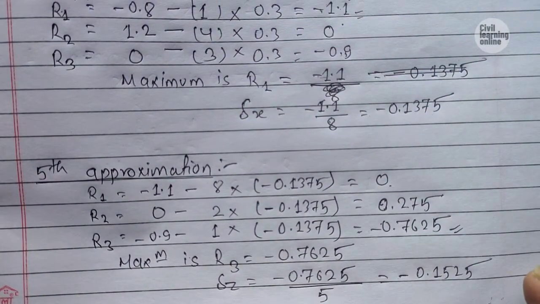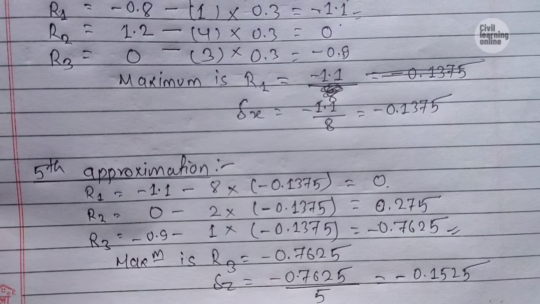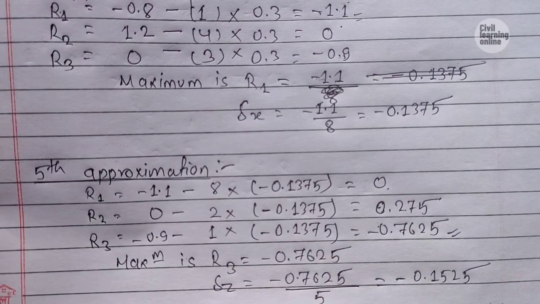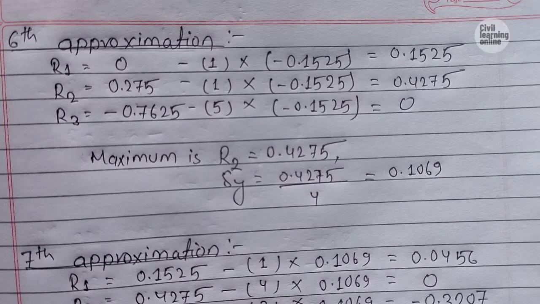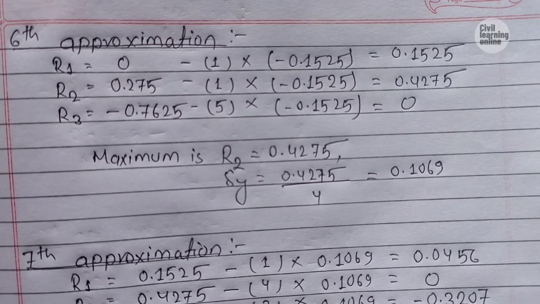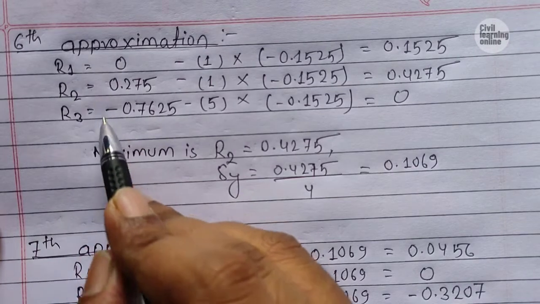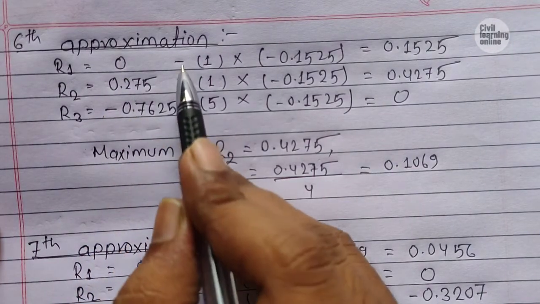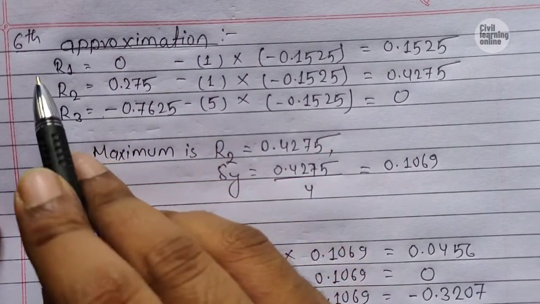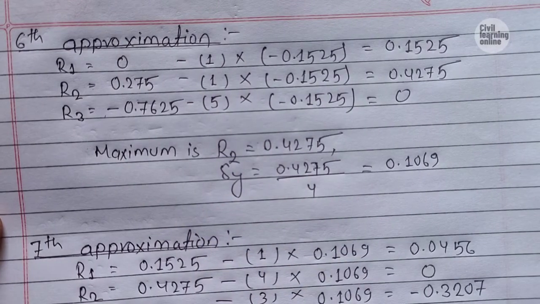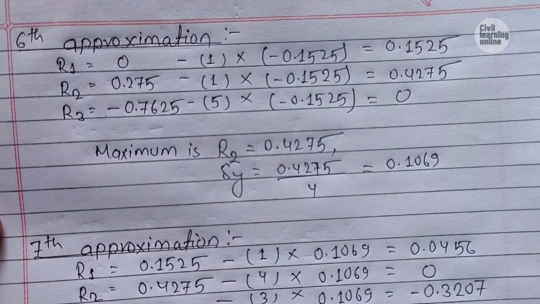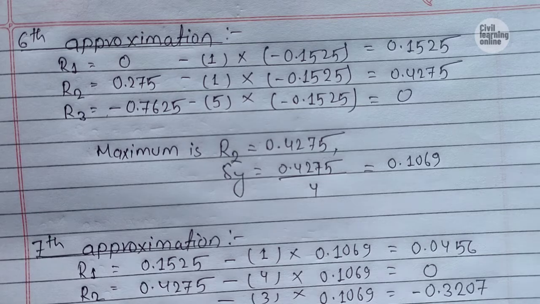Now let's move to the sixth approximation. The steps are the same, just follow the steps and solve your numerical. So here comes the sixth approximation. We simply need to copy the values of R1, R2, R3 of the fifth approximation and put the minus sign here, and now look, in the fifth approximation we had calculated del z.